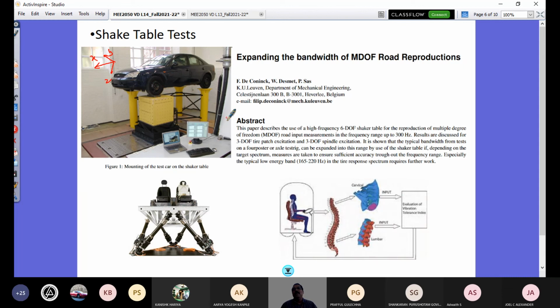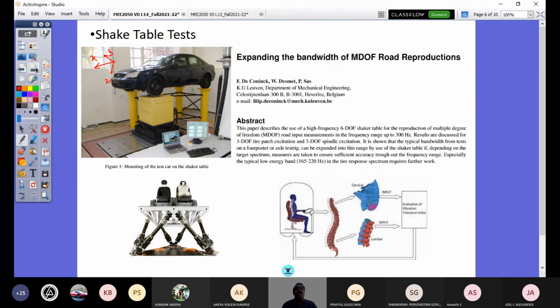And this is a classical paper published by Wim Desmond, Professor Sas's group from KU Leuven University. To understand that, the vehicle can be kept on a shake table, and different road profiles can be given here, and you can also measure your subjective perception of vibration in such kind of scenarios. These are going to give you some values, and those measured values are looked at against the recommended boundaries by the SAE standards or ISO standards, right? So that's what this shake table is all about.